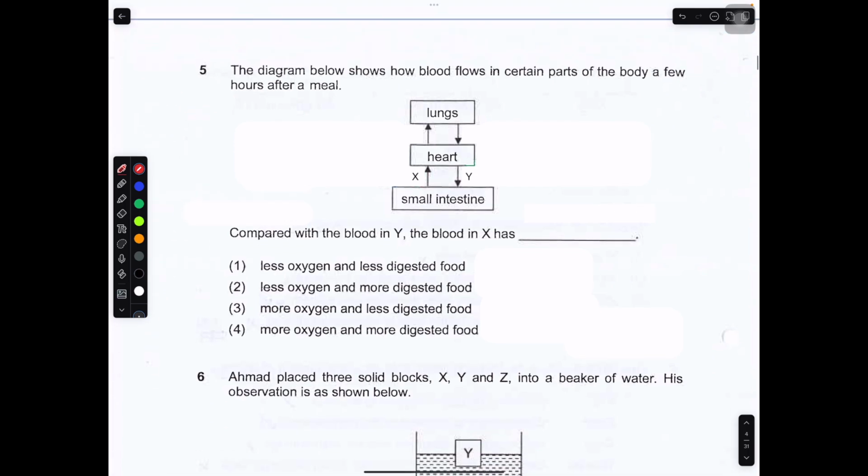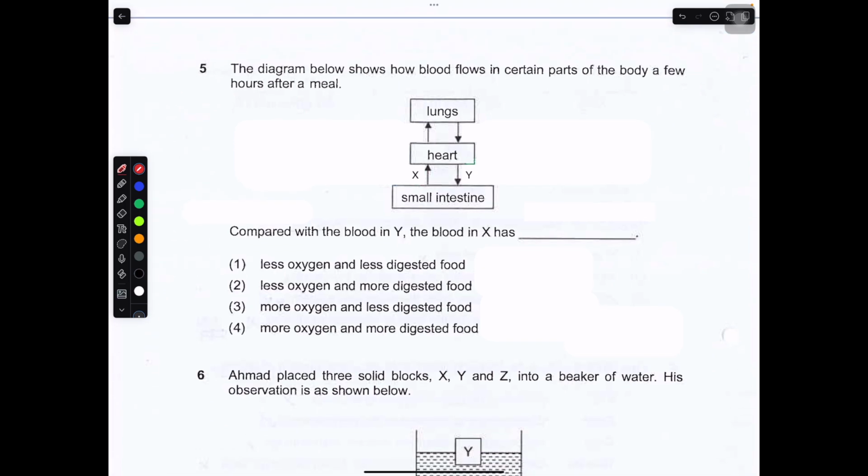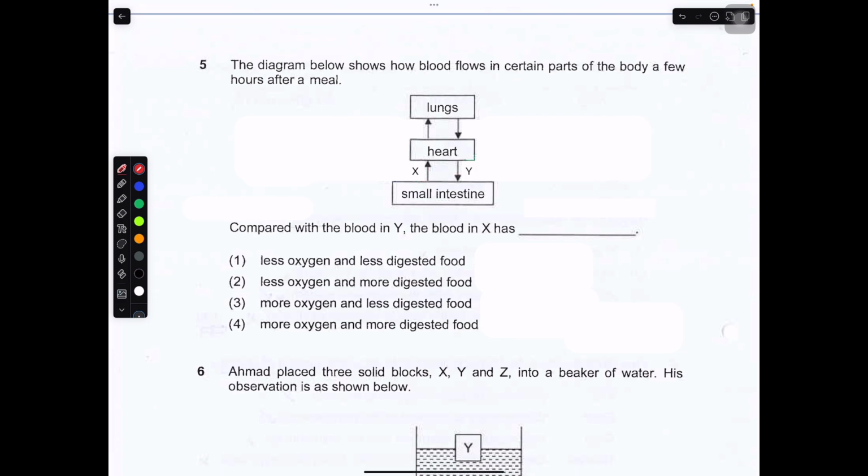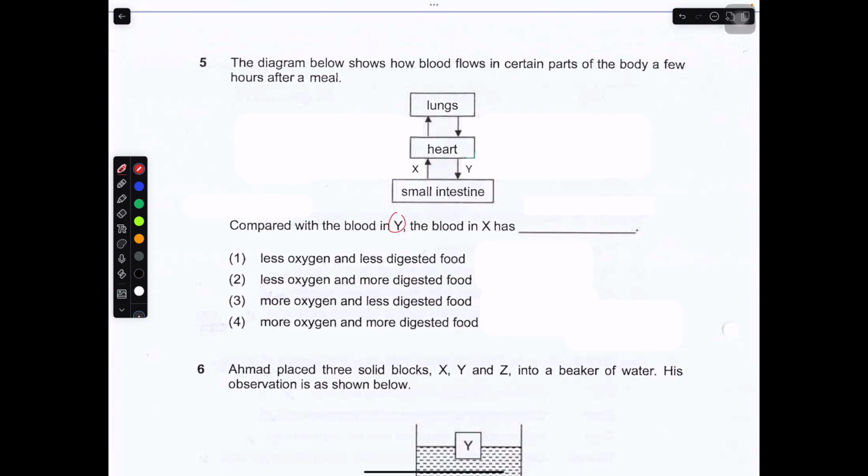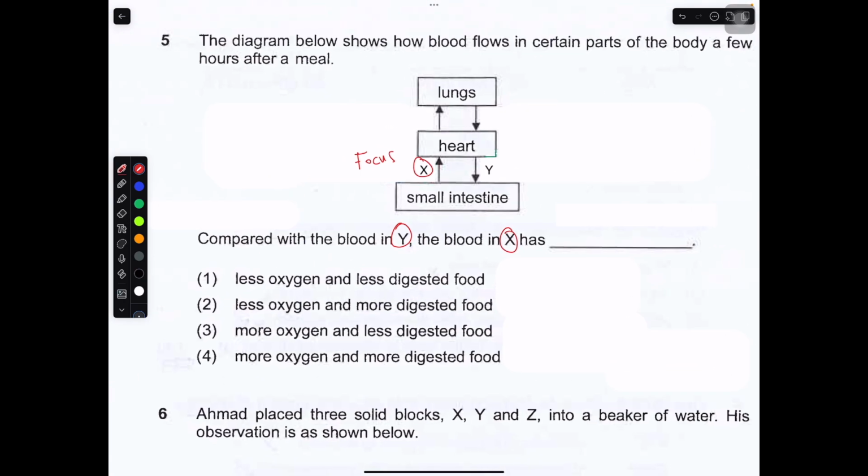Okay, let's move on to question number 5. The diagram shows how blood flows in a certain part of the body a few hours after a meal. Compared to the blood in Y, the blood in X. So the focus is this. This is the focus, not Y. So we take a look.